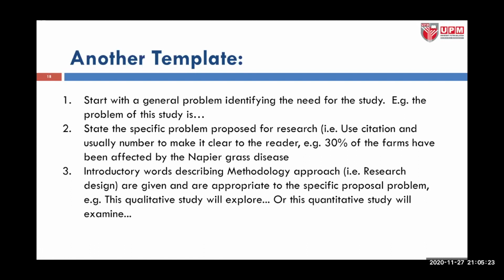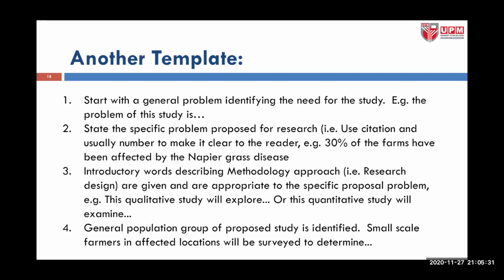So maybe it's not clear there. Maybe later when we have a good example, we can further explain. Like the item number 4 here: general population group of proposed study is identified. Small-scale farmers in affected locations will be surveyed to determine. So you will already be identifying a group of targeted samples, right? So that you would like to further investigate, because you are putting the scope. You are already putting this is the boundary of my research.